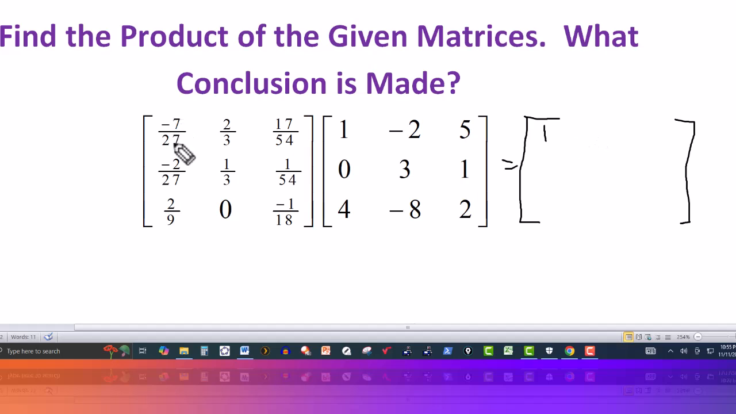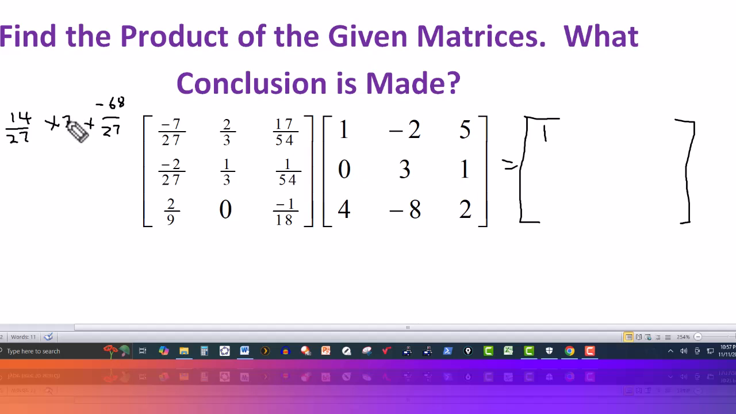So negative 7 over 27 times negative 2 will give us a 14 over 27. And then the 2/3 multiplies the 3 here. Cancels the 3, gives me a 2. So this will be a plus 2. And then it's plus 17 over 54 multiplies the minus 8. Again, you can reduce that by 2. So this will give me a 27 down here. And then the negative 4 is left over on top, so negative 4 times 17 is a negative 68.